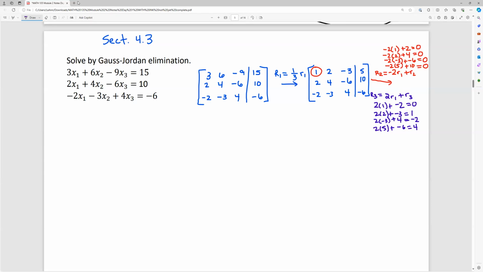Okay, so on the next line down, I'm going to rewrite what my matrix now looks like. So I have row 1 is still 1, 2, -3, and 5. Row 2 is all zeros, which we will switch to the bottom row in just a second, but we're just writing what we got. Row 3 is 0, 1, -2, and 4.